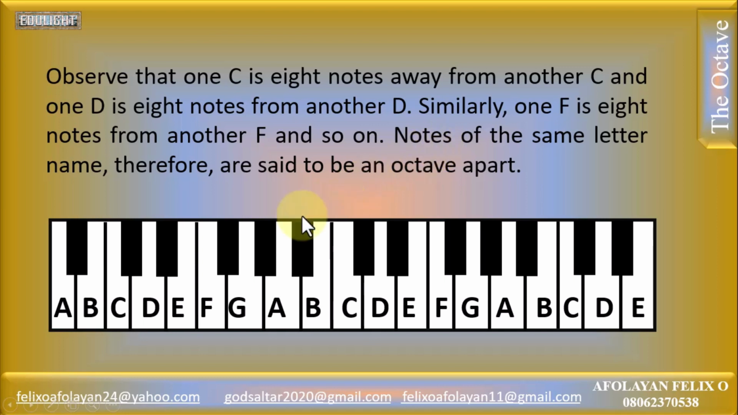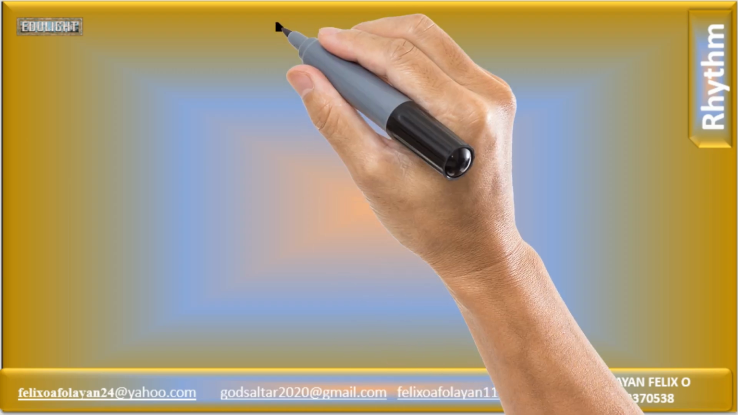So from this C to this C is an octave. When you move from this C to this C, you are moving to another octave. From this A to this A is an octave. When you move away to this place, you are moving to another octave. That is what we are talking about in this place.